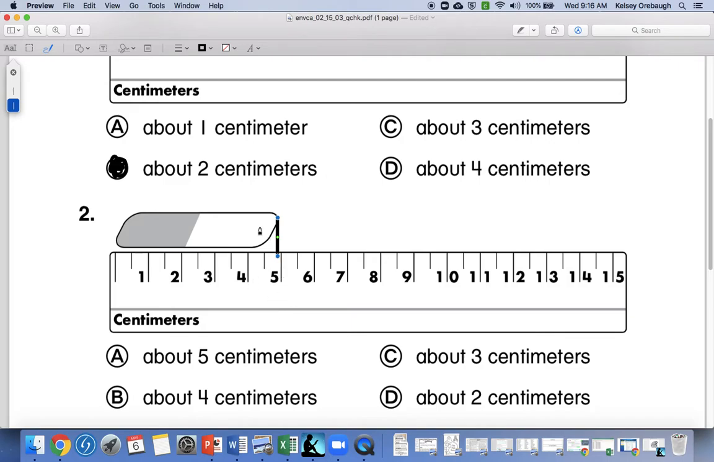I need to use this halfway point as my guide, and as you can see, I've drawn this line to where the very end of the eraser falls, which is clearly after the halfway point. When an object falls longer or after the halfway point between 2 centimeter markings, I use the bigger number. That means this eraser is about 5 centimeters long. That is A.